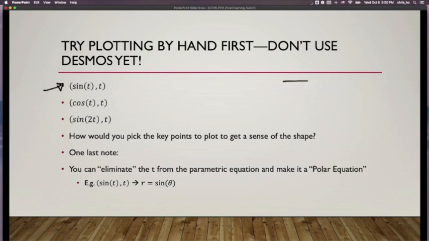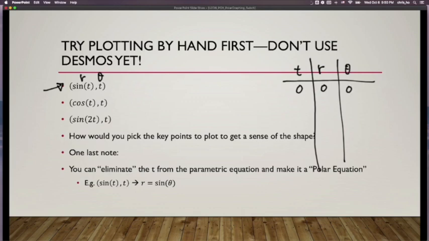So as always, I say when we're not sure what the shape's going to look like, I'm going to build a table. So let's say I build a table with t, and this is my r value, and this is my theta value. Okay, so bear in mind this is r and this is theta. Okay, so let's start with t equals 0. When t is 0, sine of 0, of course, is 0. And theta, since it's equal to t, therefore is also 0.